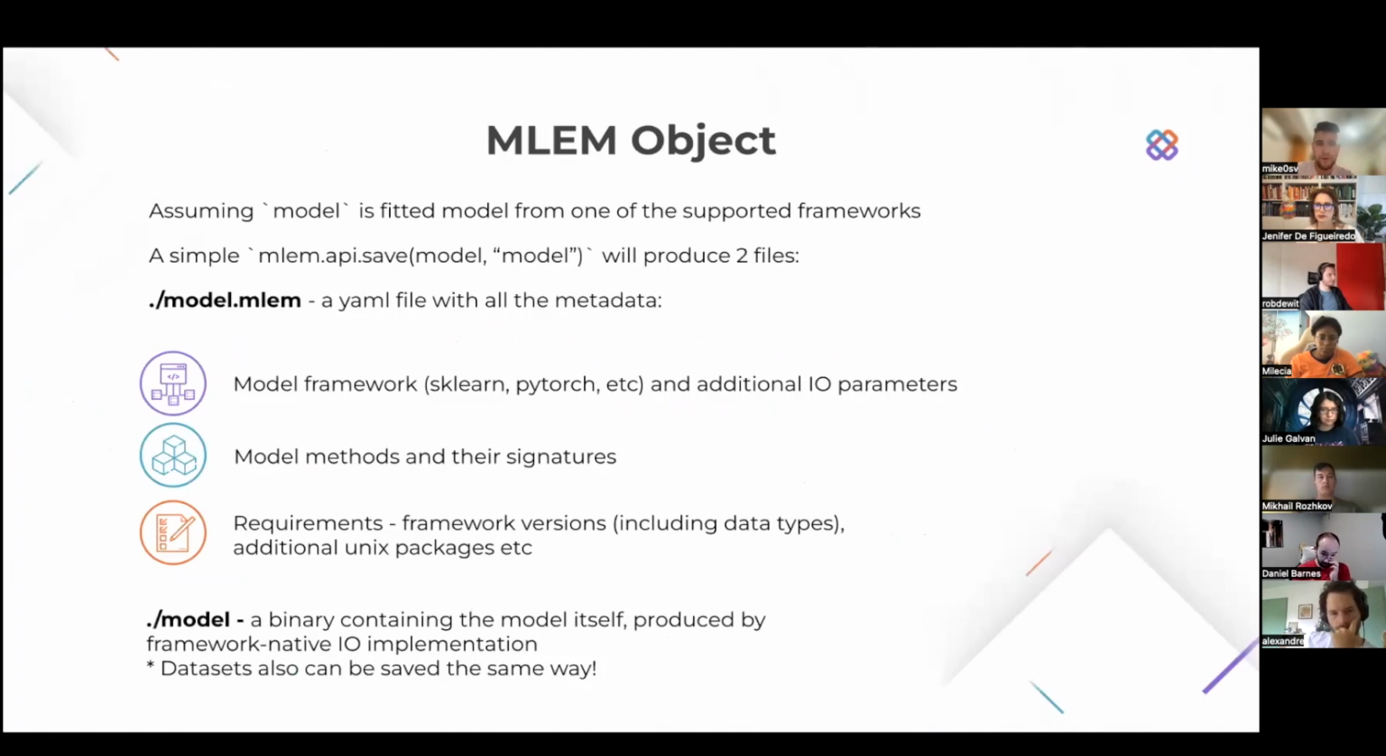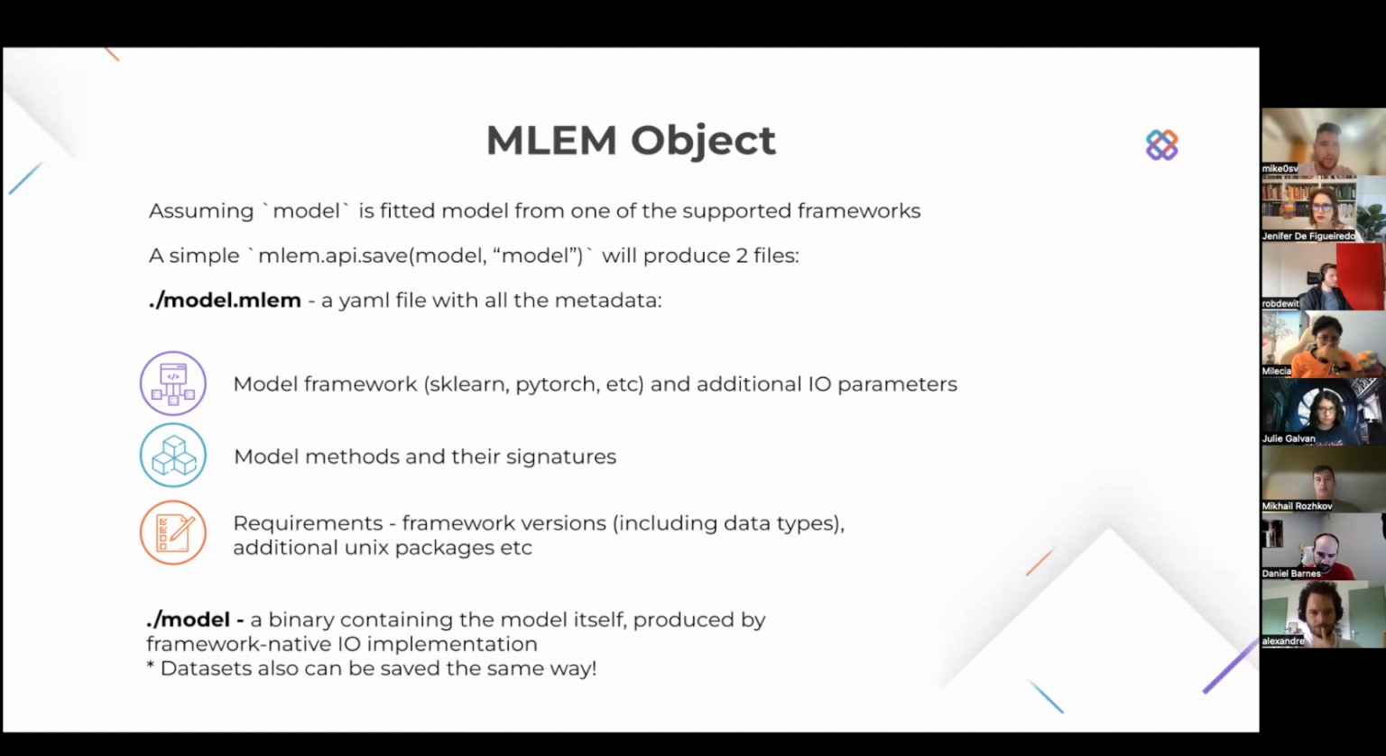So what is a MLEM object? A MLEM object is created, as I said, from a live Python object, assuming the model is a fitted model from scikit-learn or from some other framework. And we have a simple API command, which is save. It's mlem.api.save. And you just provide your model object and the path where you want to save it without any additional environment settings or something like that. And this will produce two files.